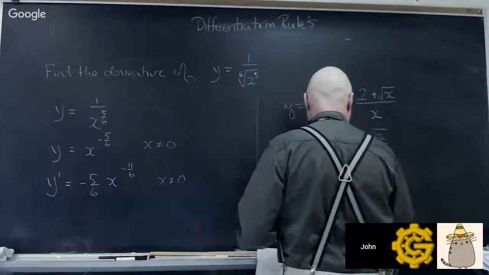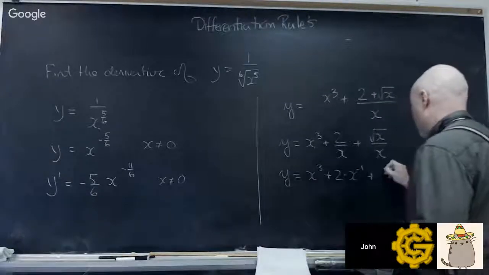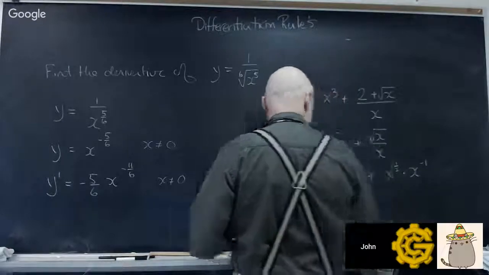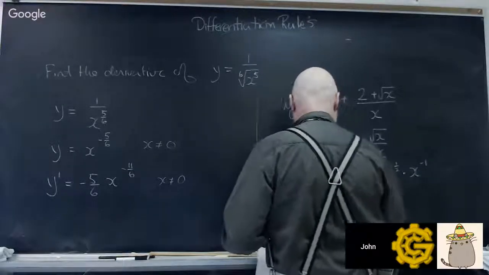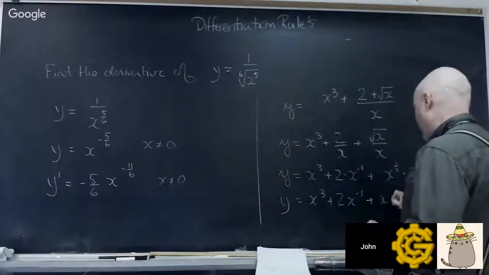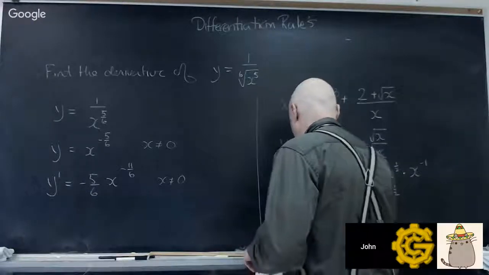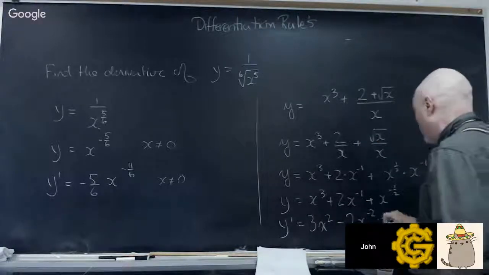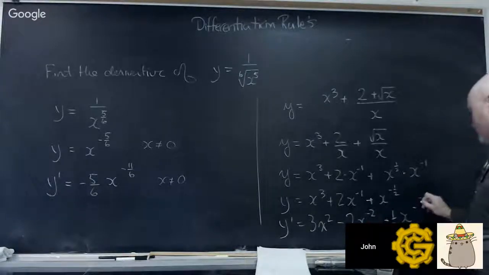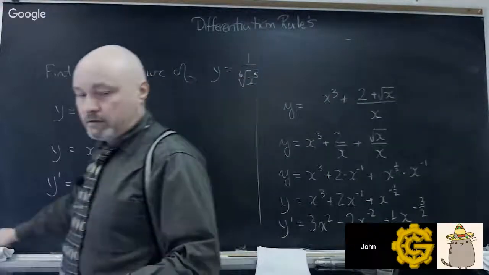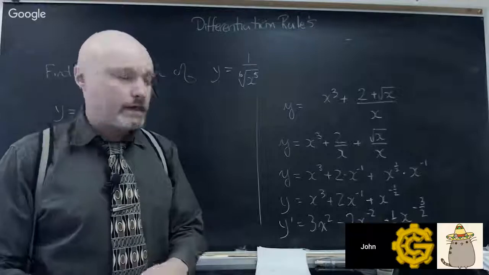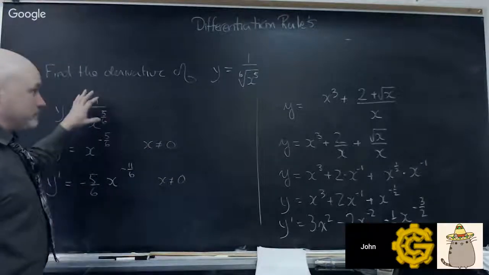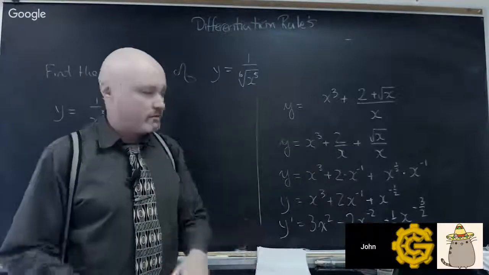x cubed plus 2 times x to the exponent negative 1, plus x to the 1/2 times x to the exponent negative 1. And I can simplify this a little bit, I'll just do that in its own step: x to the exponent negative 1/2. So y prime is 3x squared minus 2x to the exponent negative 2 minus 1/2 x to the exponent negative 3/2. Okay, so there. We've looked at all those sum rules and constant rules, and the only really new thing is this power rule, and the most complicated thing is converting everything into exponents so that we can deal with it.